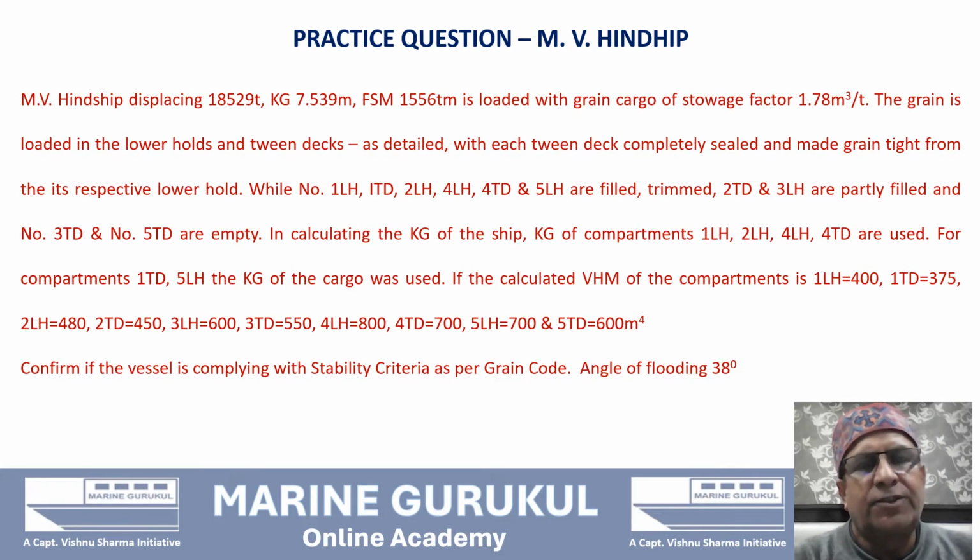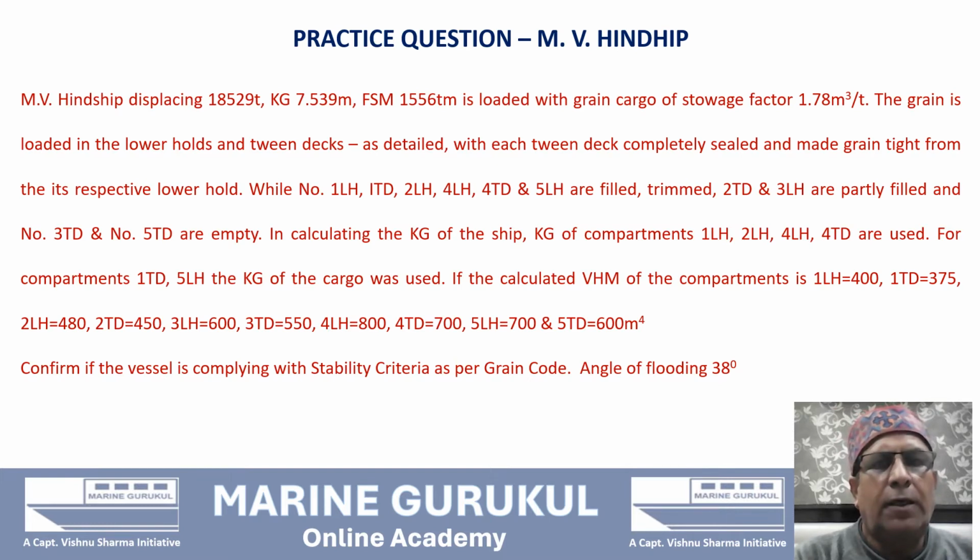MV Hinge, a ship displacing 18529 tons, KG 7.539 meters, FSM 1556 ton meters, is loaded with grain cargo of stowage factor 1.78 cubic meters per ton. The grain is loaded in the lower holds and twin decks as detailed, with each twin deck completely sealed and made grain tight from its respective lower hold. So each compartment's stability has to be dealt with independently.